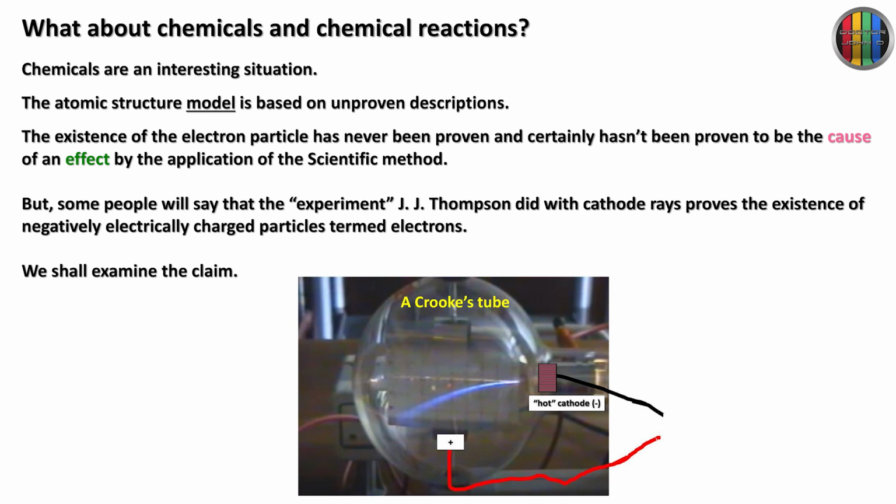What about chemicals and chemical reactions? Chemicals are an interesting situation. The atomic structure model is based on unproven descriptions. The existence of the electron particle has never been proven and certainly hasn't been proven to be the cause of an effect by the application of the scientific method. But some people will say that the experiment J.J. Thomson did with cathode rays proves the existence of negatively electrically charged particles termed electrons. We shall examine the claim.